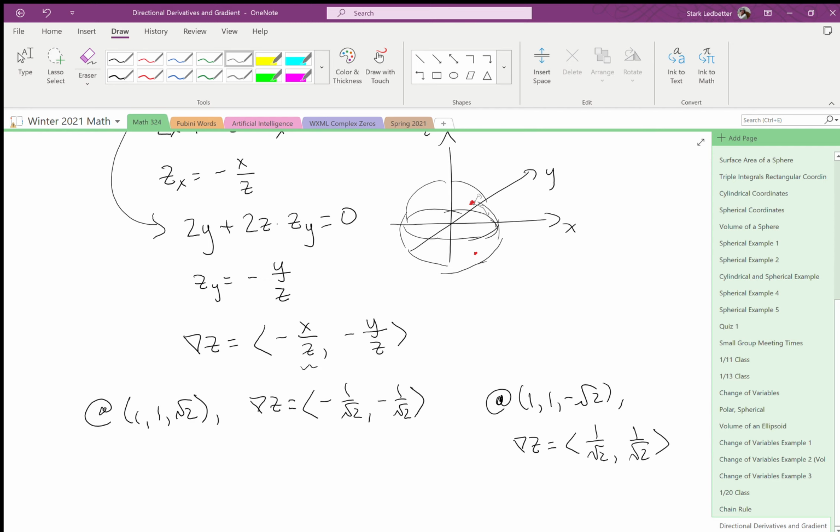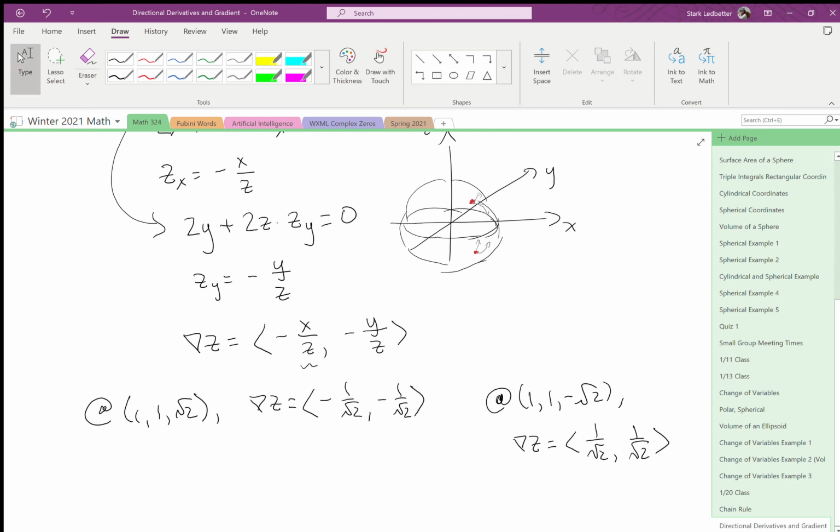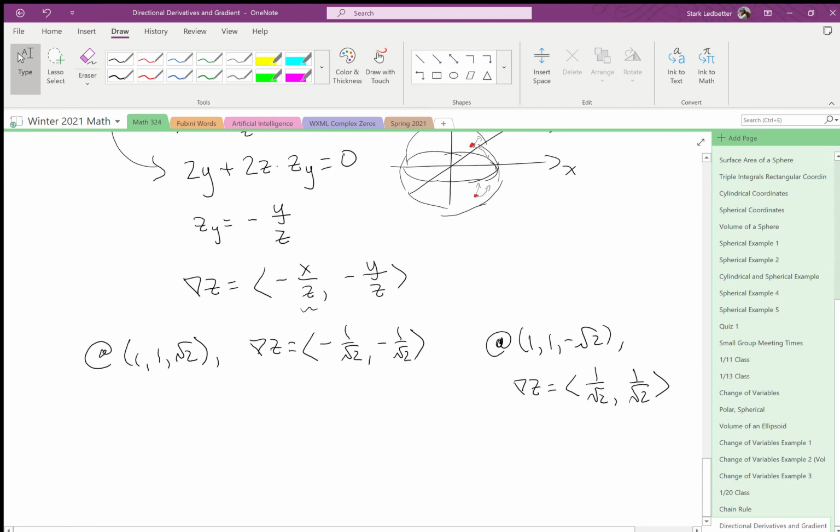Well, that's exactly what we expect. If we go down here and walk in the x direction, now we're going up, and we walk in the y direction, we're also going up. Okay, so that's good. Our del takes care of signs for us, as long as we're not too sloppy. Okay, that's great. Let's look at directional derivatives now.